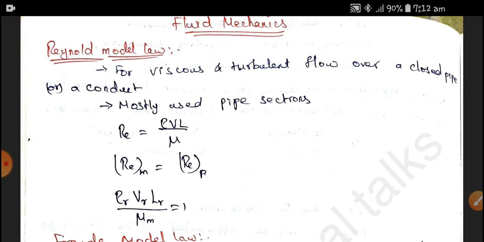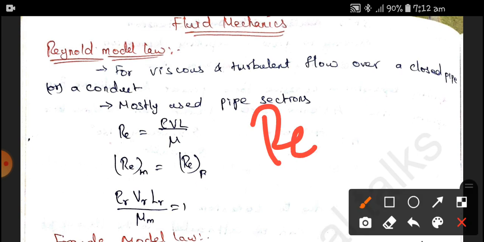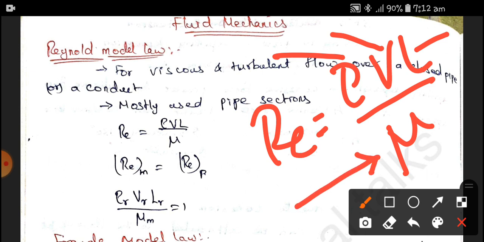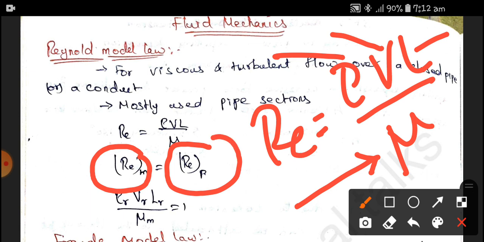Here, we are using the Reynolds number to compare the model as well as the prototype. We know that the Reynolds number Re is equal to rho V L by mu. Here rho is the density, V is the velocity, L is the characteristic length, and mu is the viscosity. So we are going to compare the Reynolds number of the model to the Reynolds number of the prototype.